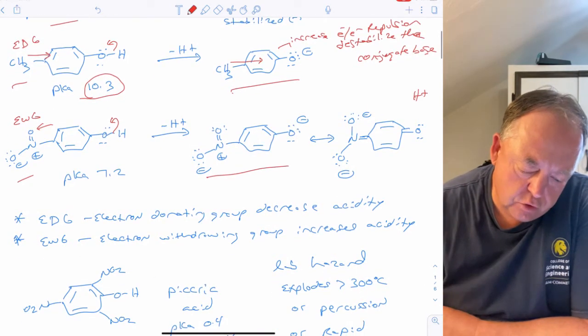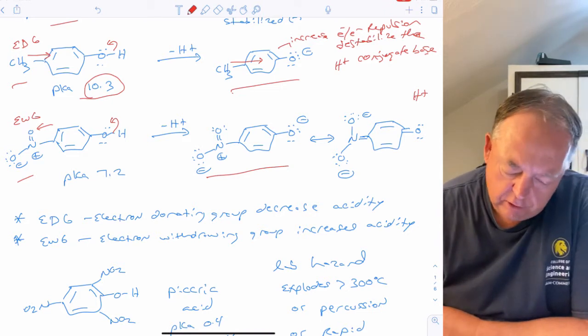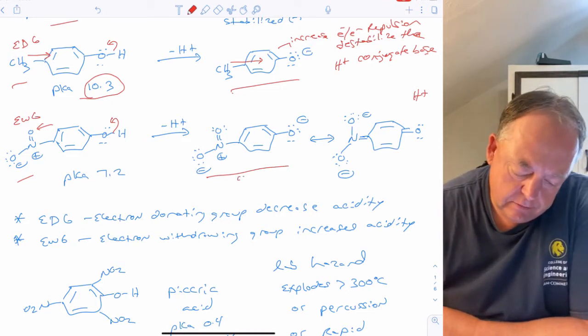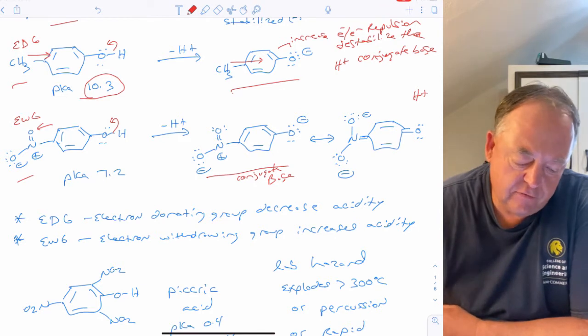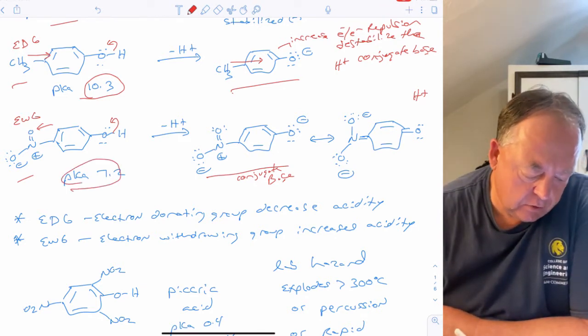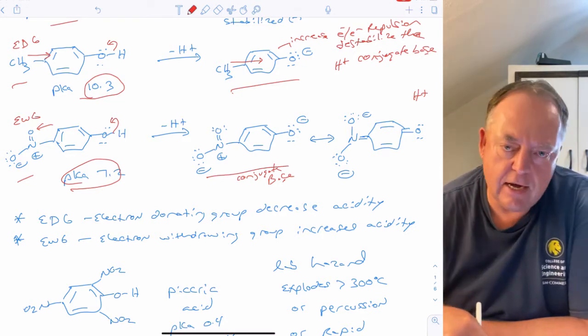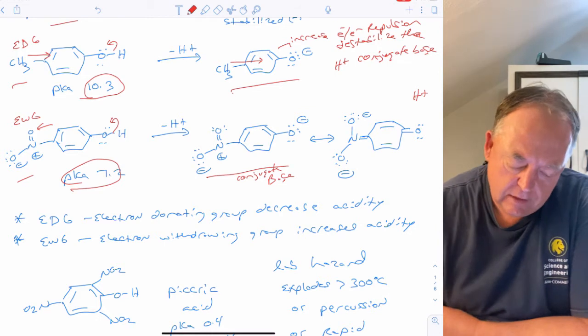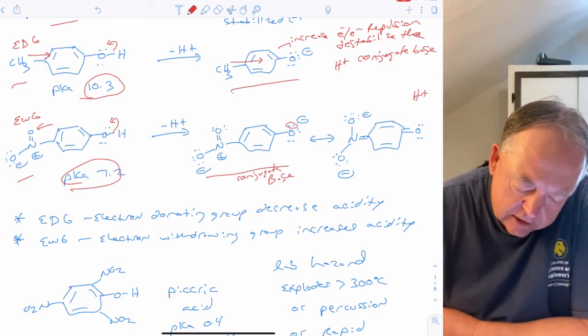If it's a nitro group on the ring, however, if we look at its conjugate base, the nitro group must help stabilize it because it's easier to form. That's why the phenol with the nitro group is more acidic, right? It's got a pKa of 7.2. If you remember, as the pKa goes down, the acidity goes up. So how does the nitro group help stabilize this conjugate base, the phenoxide?